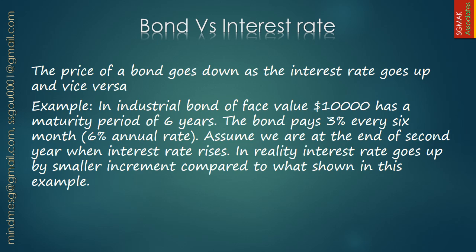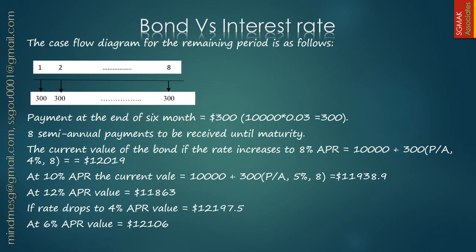So what we're trying to show is that as the interest rate goes up, the value of the bond goes down, and vice versa. As the interest rate drops, the value of the bond goes up. To prove that, it's a very simple example.